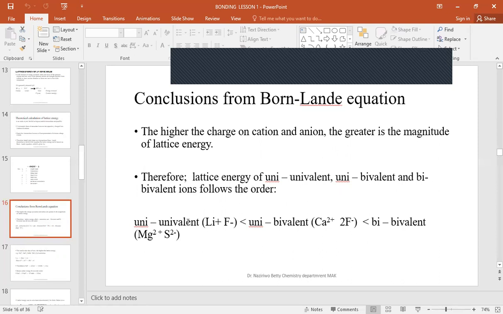Therefore, the lattice energy for univalent and univalent species like lithium and fluorine is less than the univalent and bivalent. For example, calcium and fluorine is also less than bivalent and bivalent species. An example is magnesium sulfide. For this case, the bivalent species have got a higher lattice energy than the univalent species.